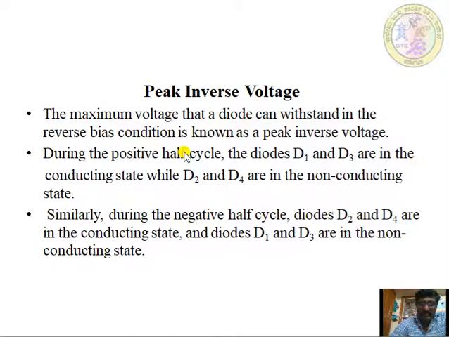Next, the PIV, that is the peak inverse voltage. The maximum voltage that the diode can withstand in the reverse bias condition is known as the peak inverse voltage.